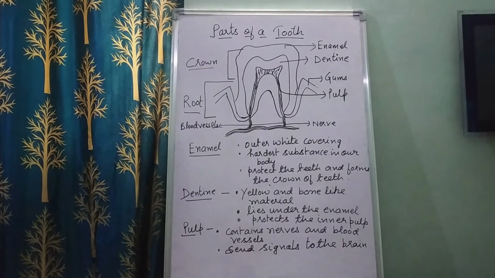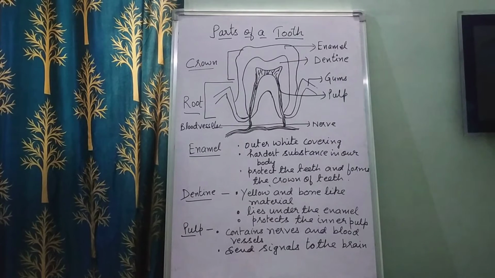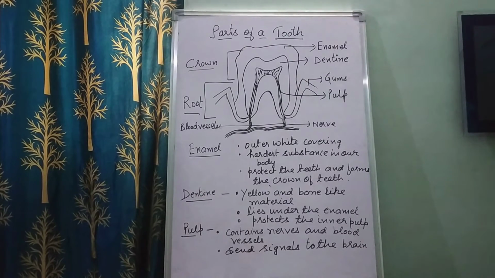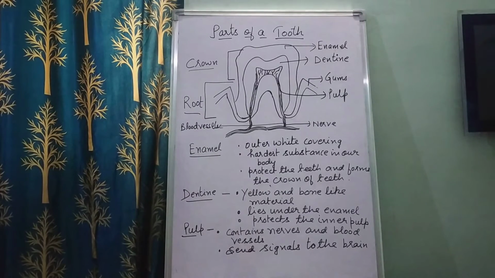Now, coming to the third one, the pulp. What is the function of the pulp in the tooth? The pulp is the innermost part, and it contains nerves and blood vessels. Just now I told you about the nerves: nerves are part of the nervous system that takes messages to and from the brain and other body parts. And blood vessels are thin tubes through which blood flows.